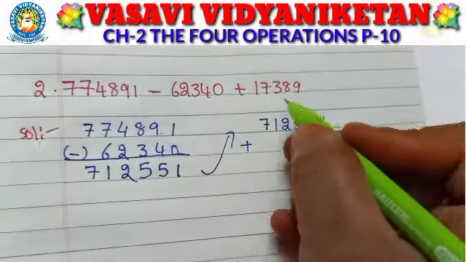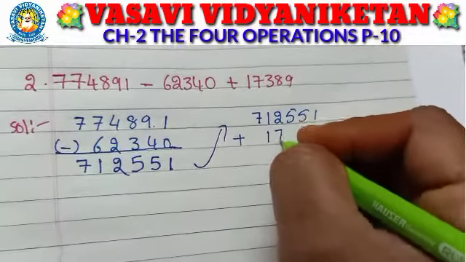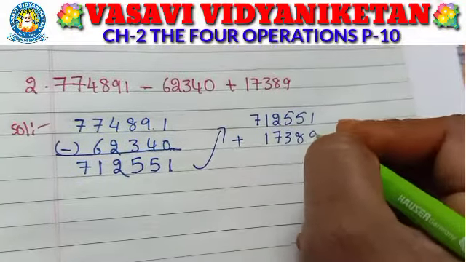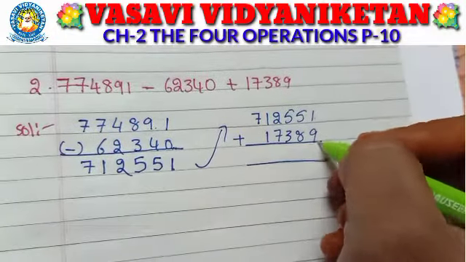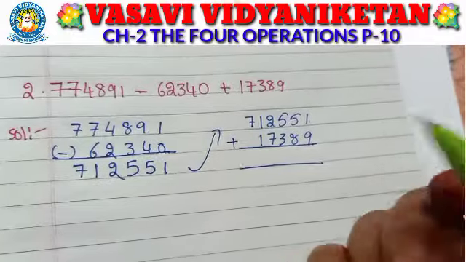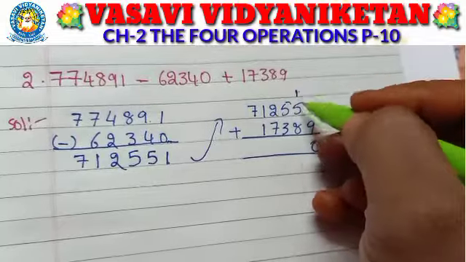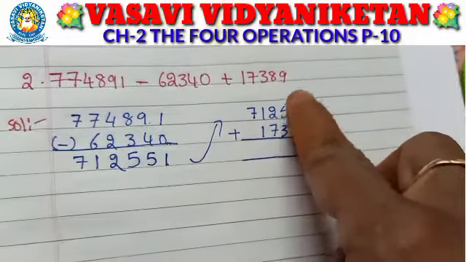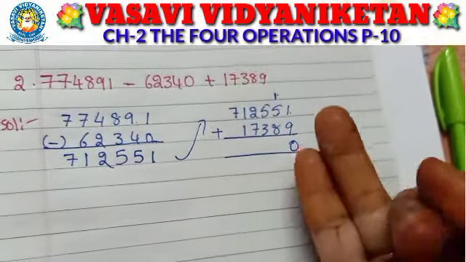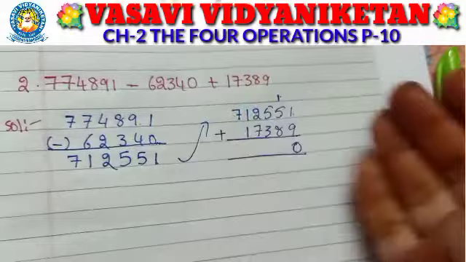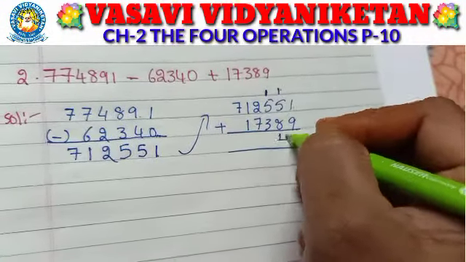71,712,551 plus 17,389. So now we have to do addition. So 1 plus 9. Take 1 finger, 9 after 10. So 5 plus 1, 6. 6 plus 8: take 6 fingers, 8 after 9, 10, 11, 12, 13, 14. How much? 14. So 1 is in the hundreds place, 4 is in the tens place.